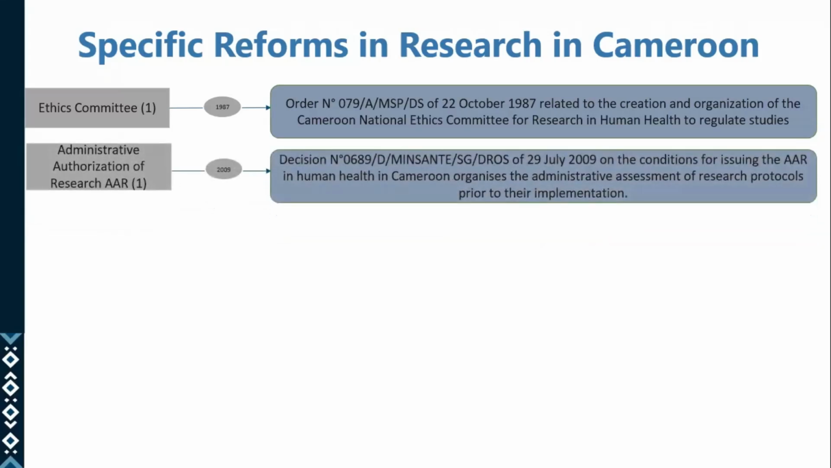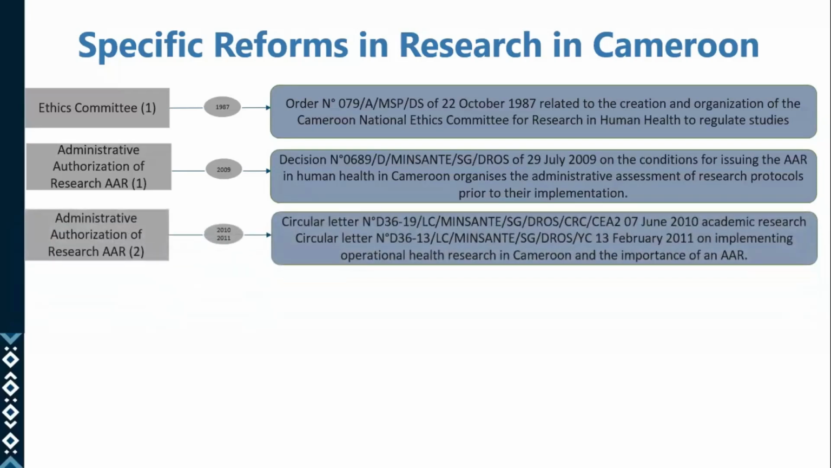After that, in 2009, we have specific reforms regarding administrative authorization of research, where decision number 0689 of the 29th of July on the conditions for issuing the administrative authorization of research in human health in Cameroon organizes the administrative assessment of research protocols prior to their implementation. And this decision states that only the Ministry of Public Health is capable of issuing administrative authorization of research. But unfortunately, after that, studies were still being conducted without it.